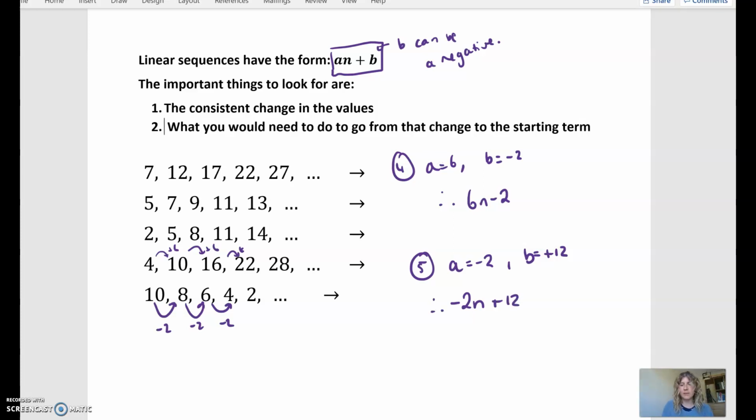All right, I want you to go on, please, and now do another Google form sheet. This one, the multiple choice one, on finding linear sequences.